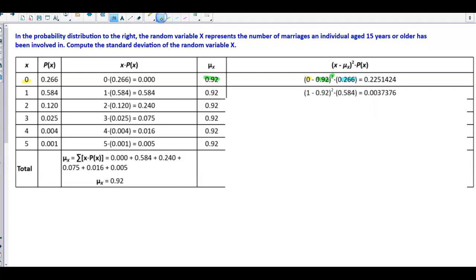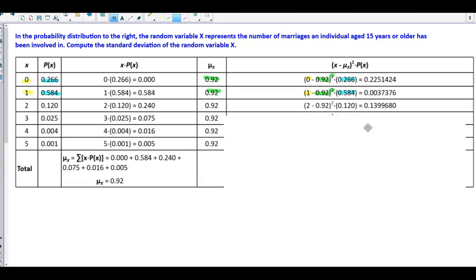And then repeat the process here. We have the data value of 1, and we subtract the mean, which is 0.92, square it, and multiply it by the probability, which is 0.584, to get 0.0037376. Next, the data value 2, subtract the mean of 0.92, square it, and multiply that by the probability of 0.120 to give us 0.1399680.